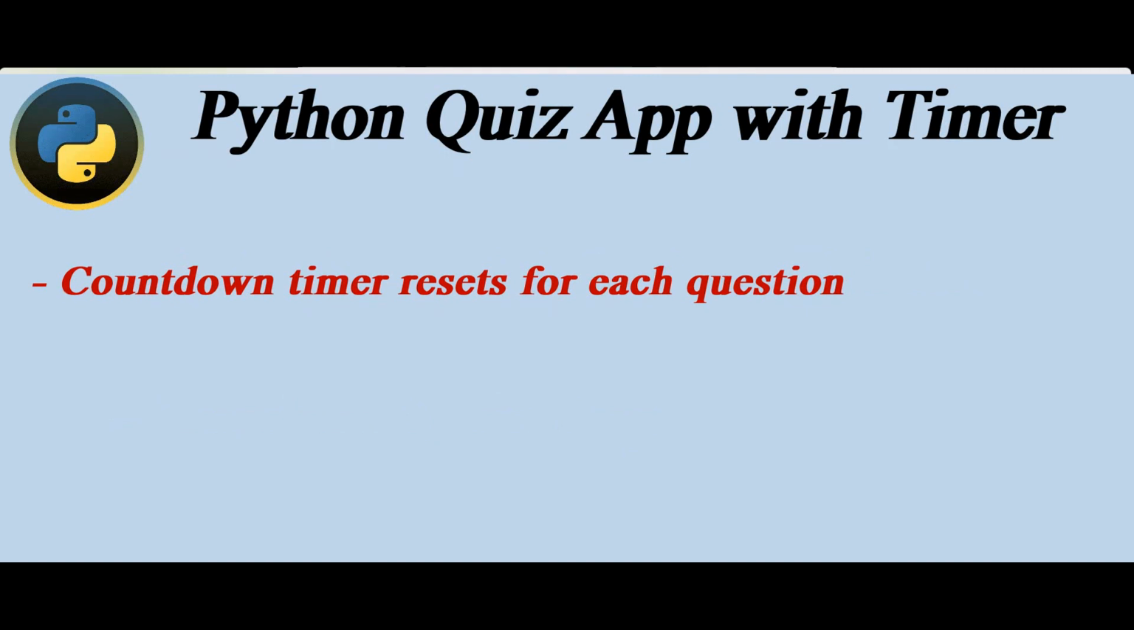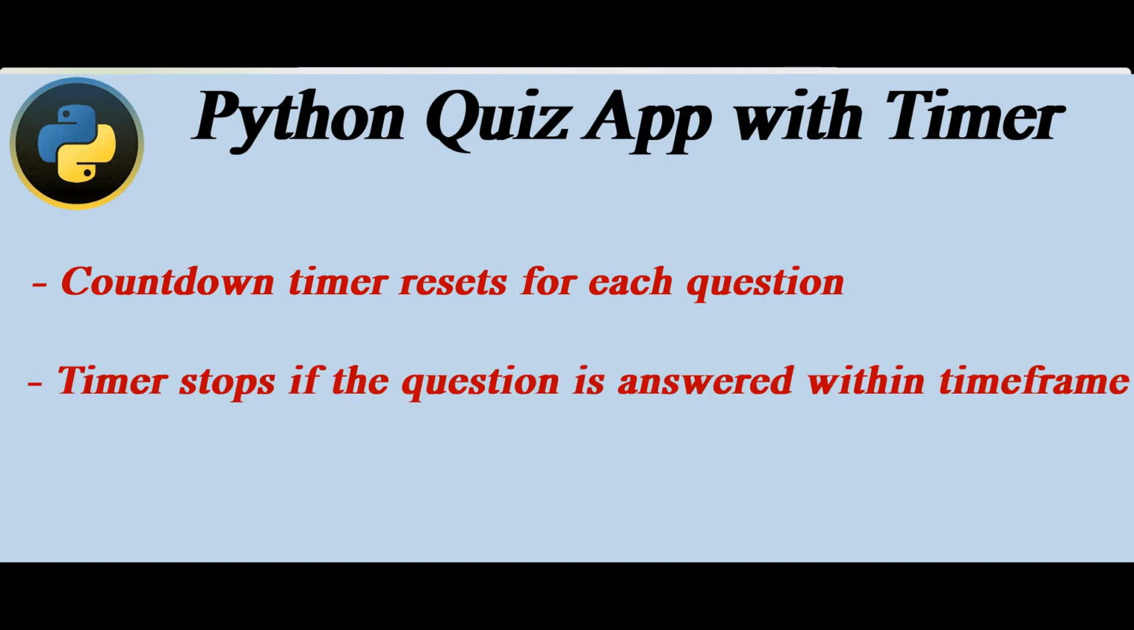The timer will be present. It will reset upon each question and the timer will stop if the user answers the question within the time frame and start from the beginning again for the next question. And finally, the score will be displayed after completing the quiz. Okay, each unanswered question will be considered as a wrong answer.